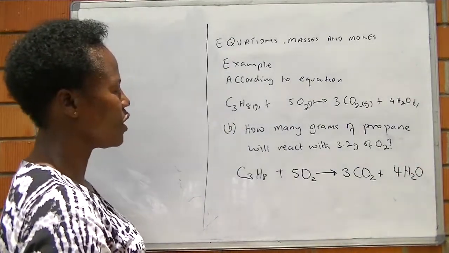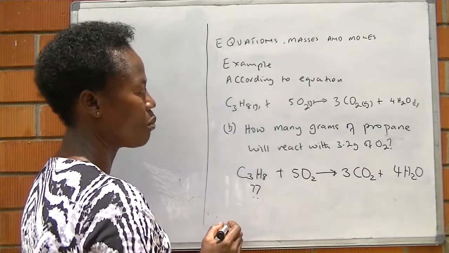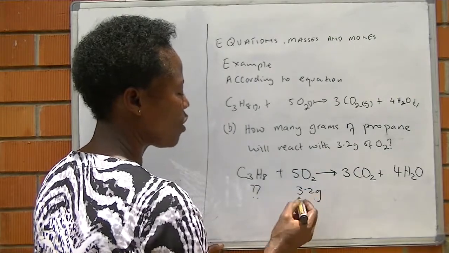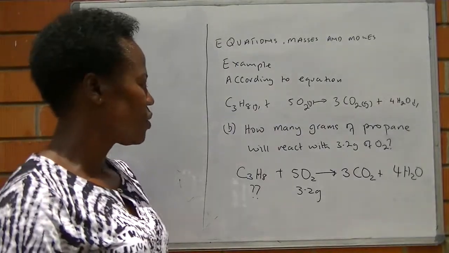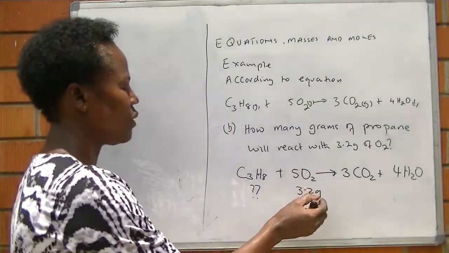So go back to the question. How many grams of propane? Put a question marker below. Propane will react with 3.2 grams of oxygen. So now we are only dealing with propane and oxygen.